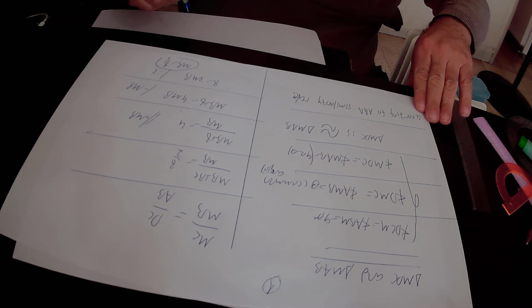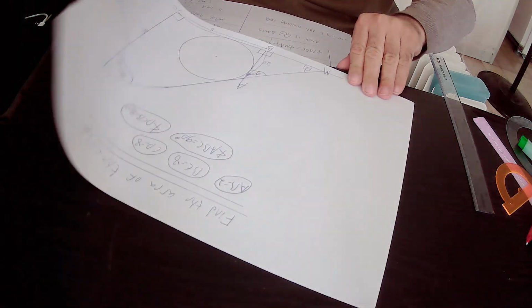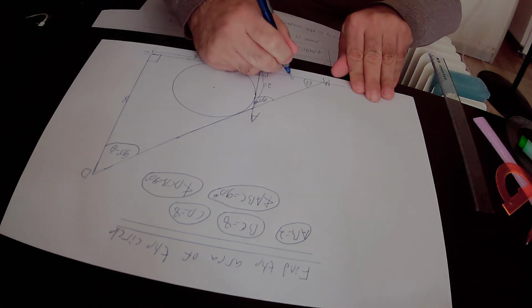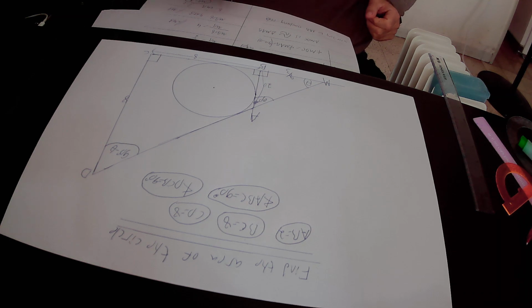MB equals 8 over 3, so I can write here that this side MB equals 8 over 3 units. In the next step, we will implement the Pythagoras theorem on the right triangle AMB.